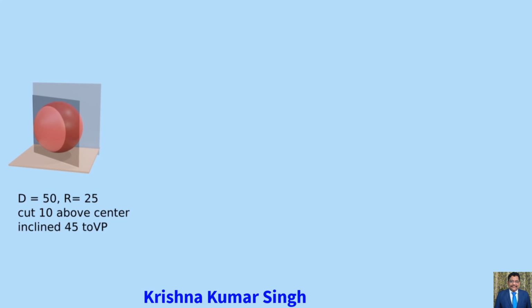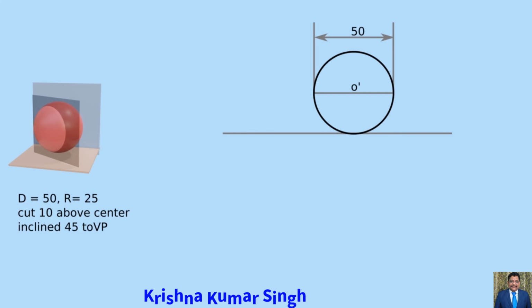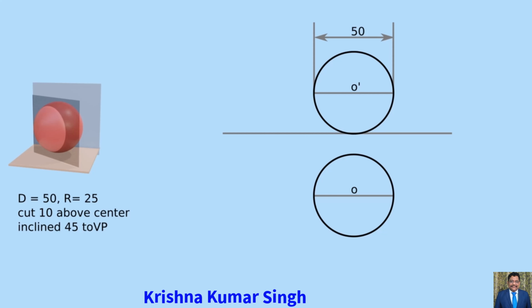So first, let's draw the front view. The front view of the sphere is a circle. So draw a circle of radius 25 mm with center O' on the XY line. The projected circle is the front view of the sphere. Now project its top view. Its top view is also a circle. So draw a circle of radius 25 mm with center O below the XY line. Here our top view of the sphere gets completed.